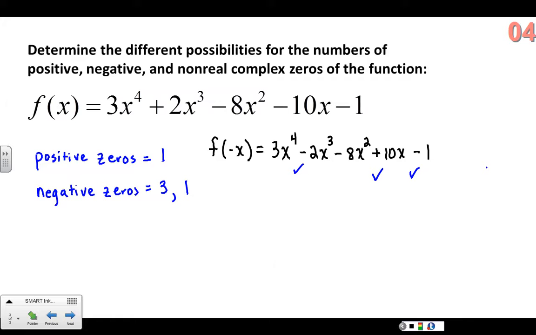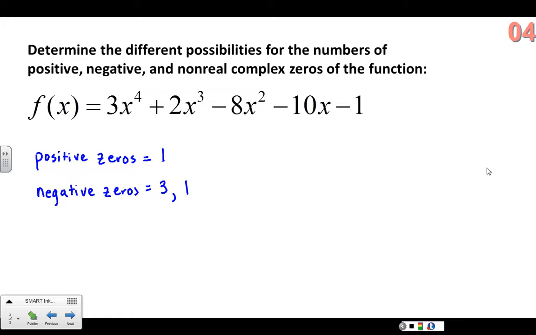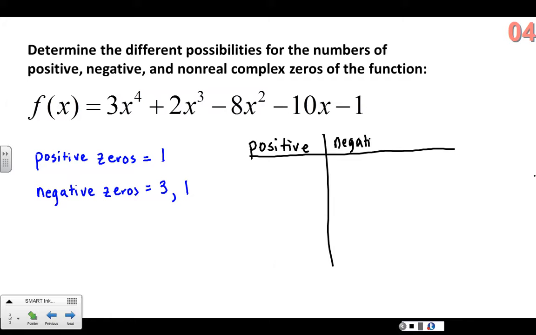So let's summarize our possibilities here. The only way that this could work, with my highest power being 4, I know that the total number of zeros for the function is going to be 4 always. So we have positive, negative, or complex. Complex, non-real. This means they have an imaginary part.